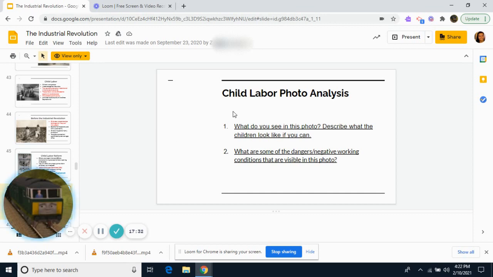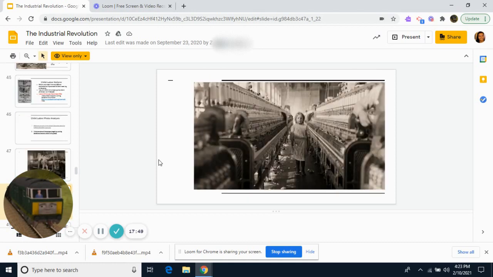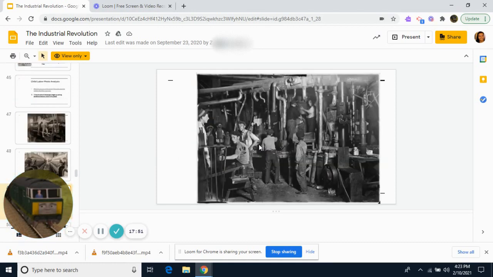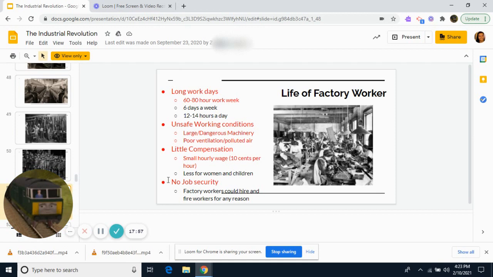What do you see in this photo? Describe what the children look like, if you can. What are some of the dangers and negative working conditions that are visible in this photo? Here are some people working as mannequins. Some girls are working. They work like, this was a long time ago, back in the day.